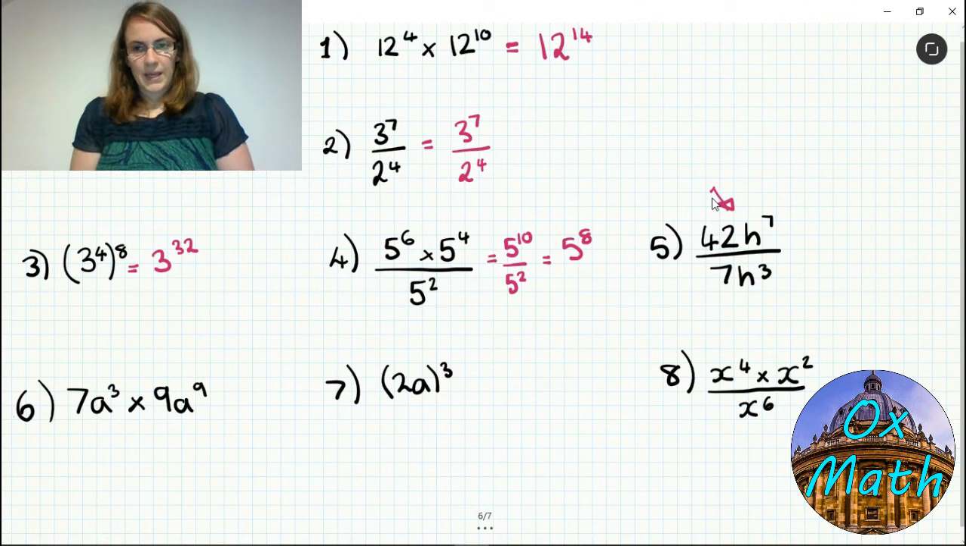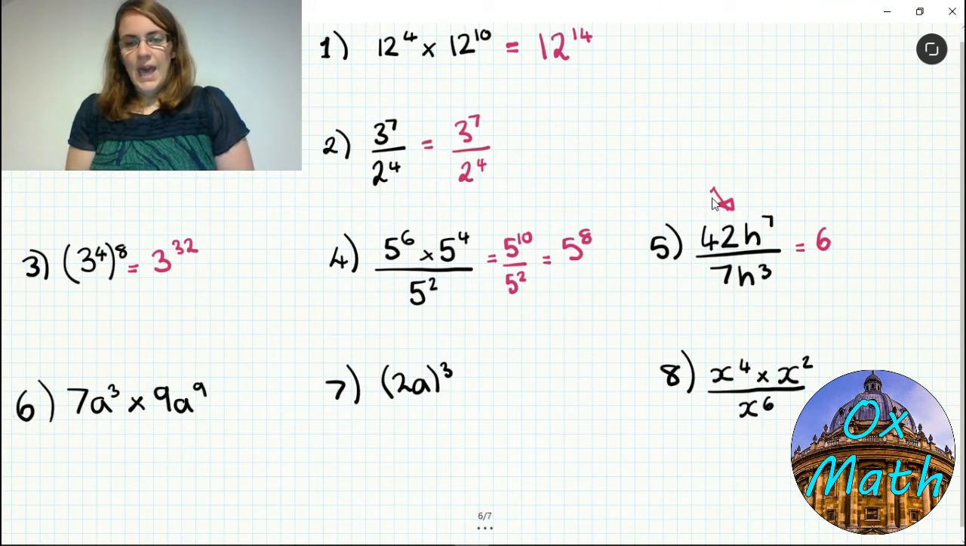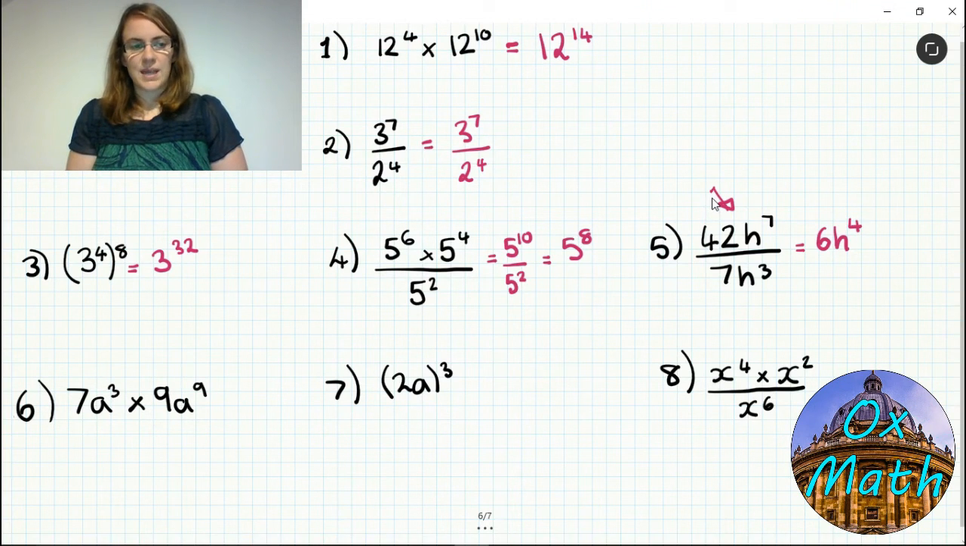But because it is not in brackets, this means 42 times by h times h times h times h times h times h times h. So on the bottom then, that means that we've got 7 times by h 3 times. So we can actually do the number part, so 42 divided by 7 simplifies down to 6, because 42 divided by 7 is 6. And then we are using h 7 times, but we are cancelling out 3 of those by dividing by h 3 times, so that leaves us with h to the power 4. So remember, the power is only with the immediate thing it is next to, in this case the h, and the other parts can be treated separately.